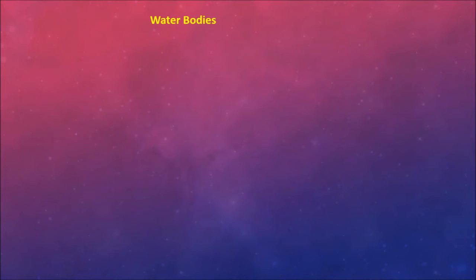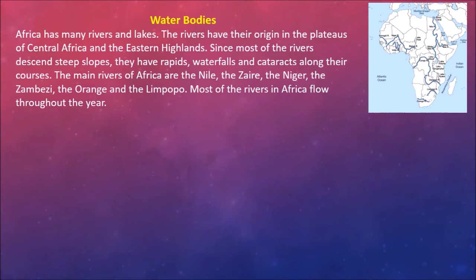Now let us learn about the water bodies. Africa has many rivers and lakes. The rivers have their origin in the plateaus of Central Africa and Eastern highlands. Since most of the rivers descend steep slopes, they have rapids, waterfalls, and cataracts along their courses. The main rivers of Africa are the Nile, the Zaire, the Niger, the Zambezi, the Orange, and the Limpopo. Most of the rivers in Africa flow throughout the year.